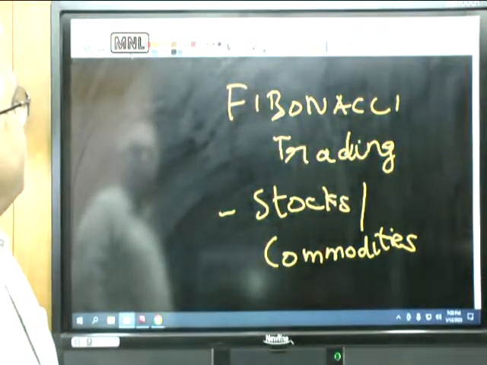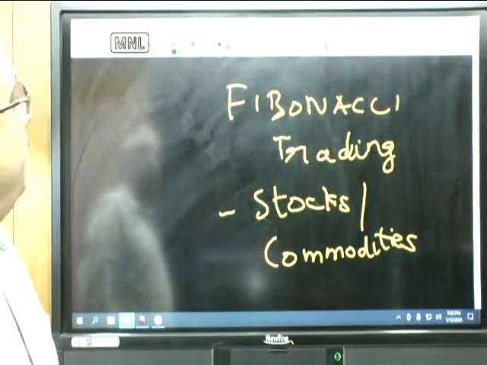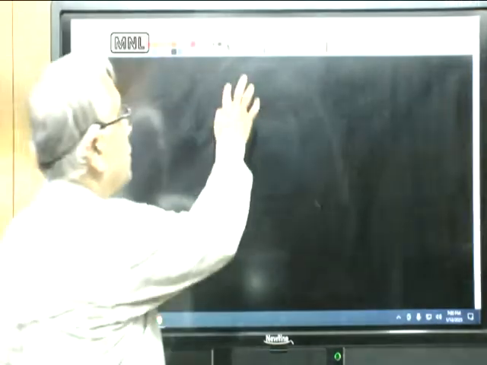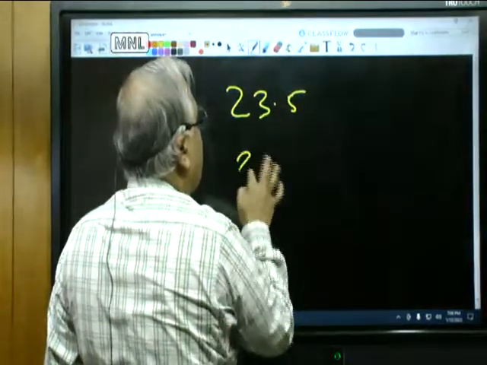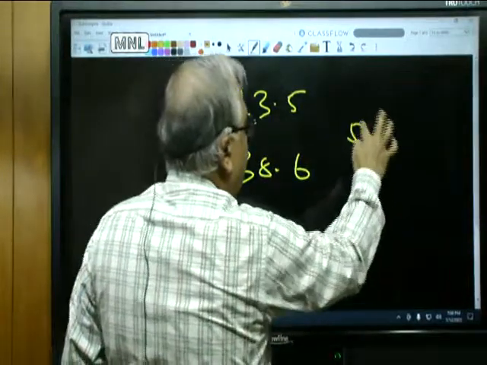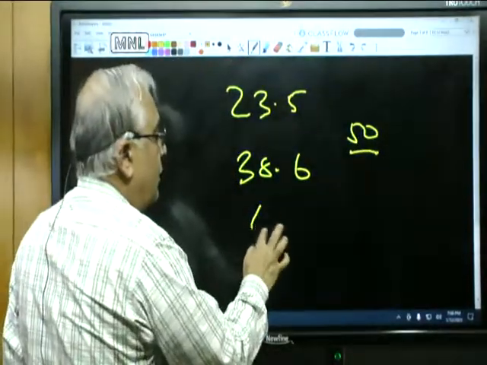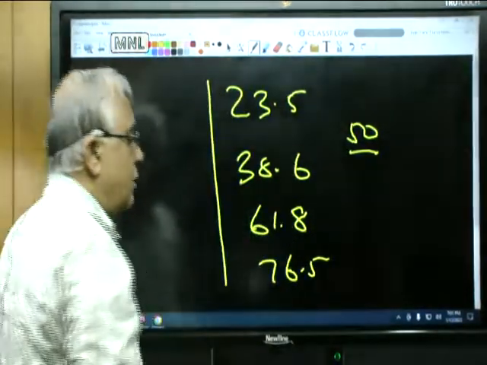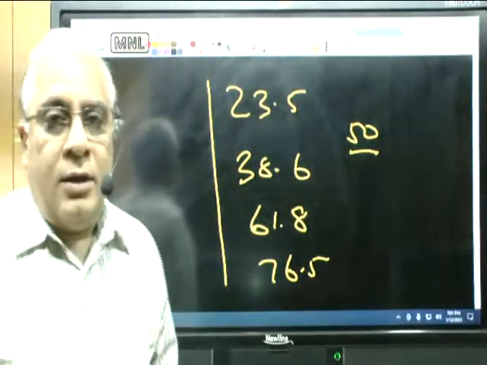Now we have already highlighted that earlier we have said the Fibonacci ratios, that is 23.6% retracement, 38.2% retracement, 50 is not Fibonacci but it is used, then 61.8, then 76.5. So these are ratios which are used by traders.